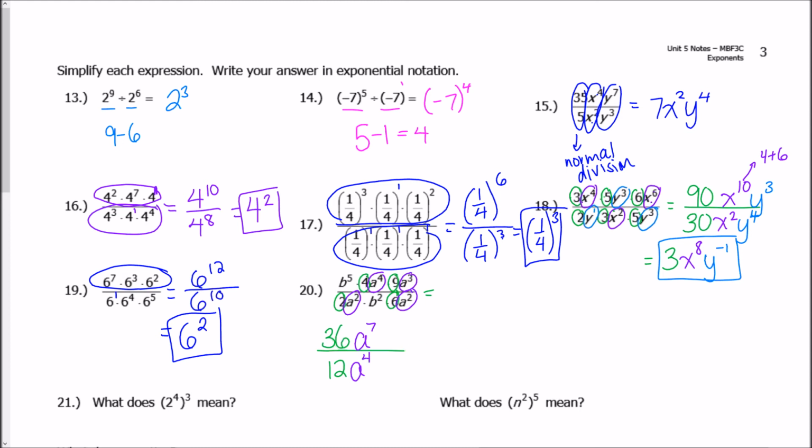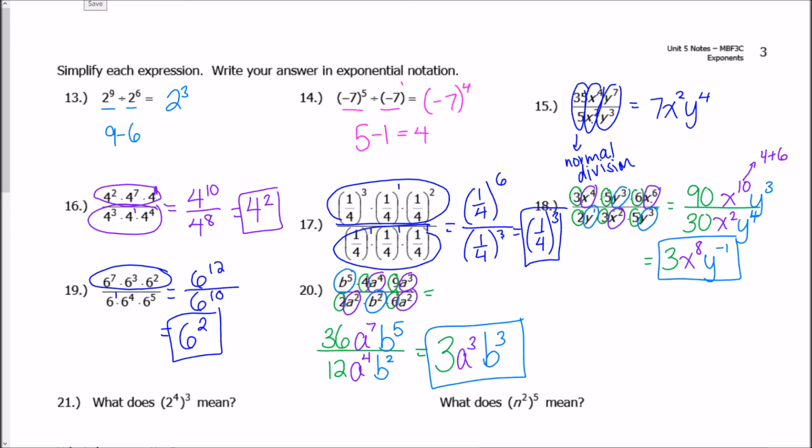And then for the b values right here, I'm going to see I've got b to the power of 5. There's nothing else like it, so I'm just going to copy that down. And then I also have b to the power of 2. Okay, so 36 divided by 12 is 3. A to the power of 7 divided by a to the power of 4 is a to the power of 3. And then here I get b to the power of 3. And that's my final answer right here for this question.